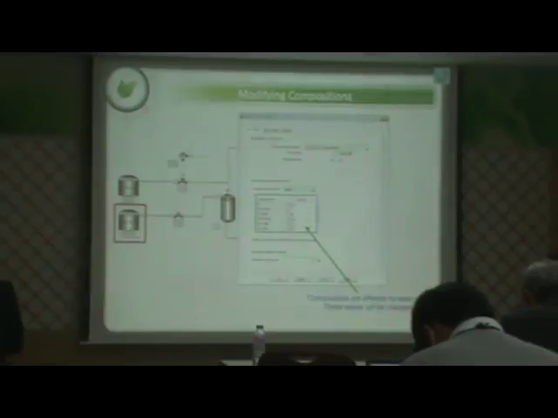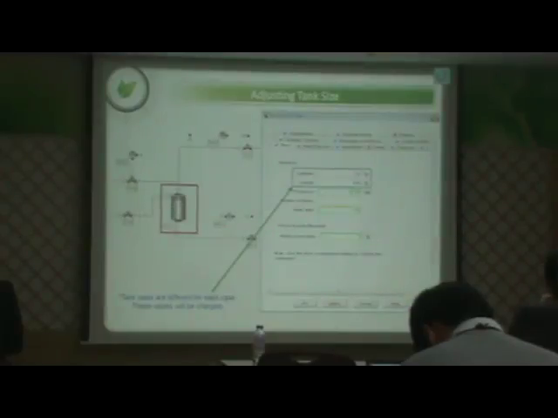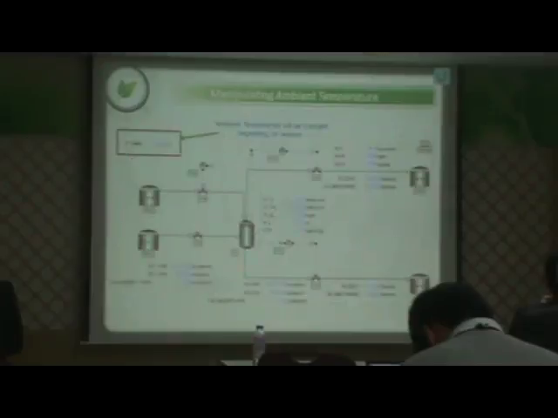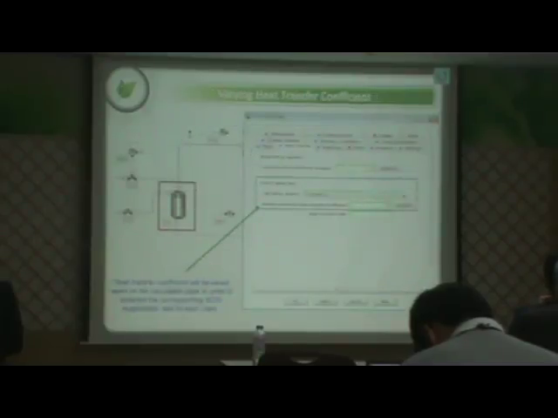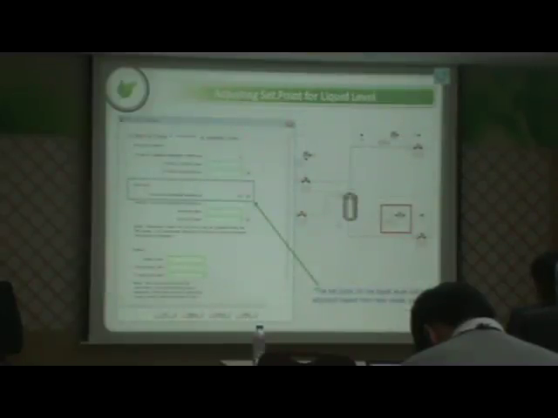So first, this is a dynamic simulator. We modify the composition for the different set of cases, so these values are changing. And then we adjust the tank size, and then we manipulate the ambient temperature depending on the season. And then we vary the heat transfer coefficient, and then we adjust the set point parameter for the liquid level.